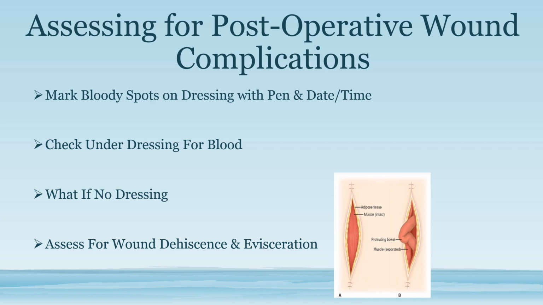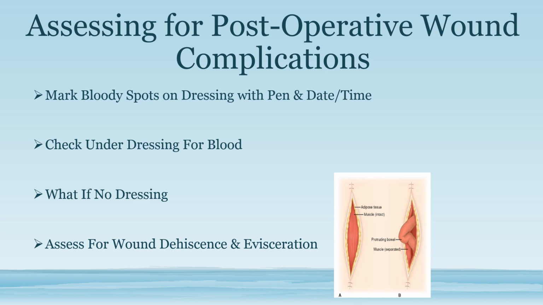The three major postoperative wound complications are bleeding and hemorrhage, dehiscence and evisceration, and infection. For bleeding and hemorrhage, we check the top and under the dressing. We look for bleeding with a tonsillectomy in particular, with all surgeries, but tonsillectomy is its own special, and we're going to talk about that towards the end of the lecture.